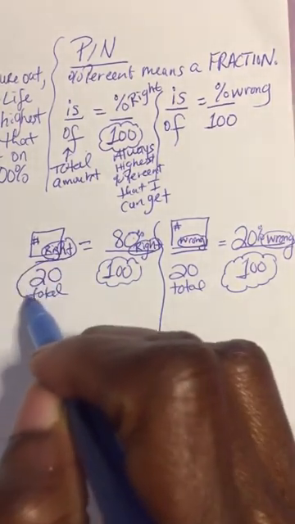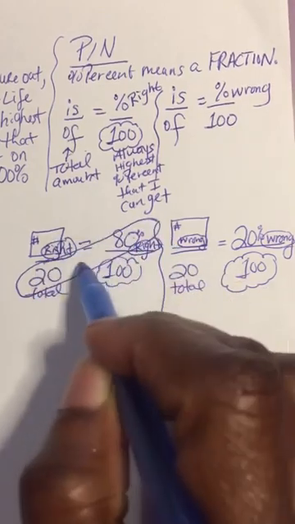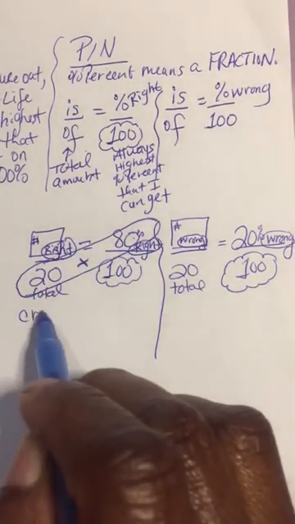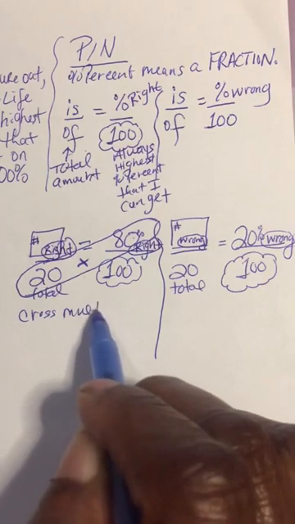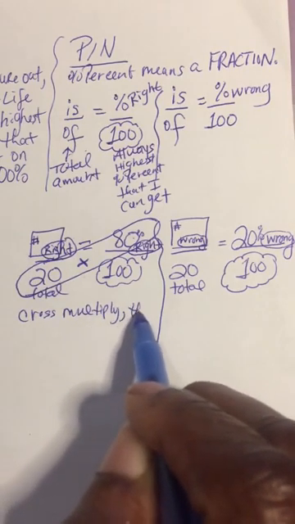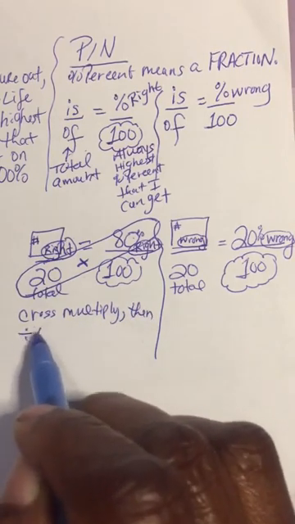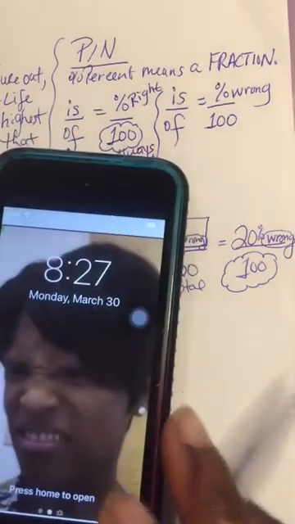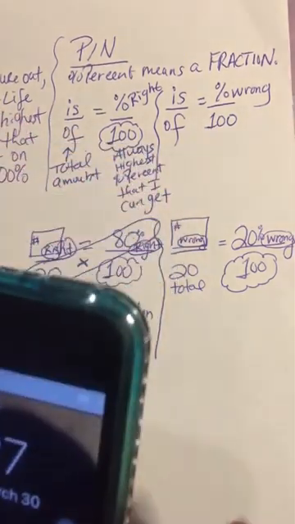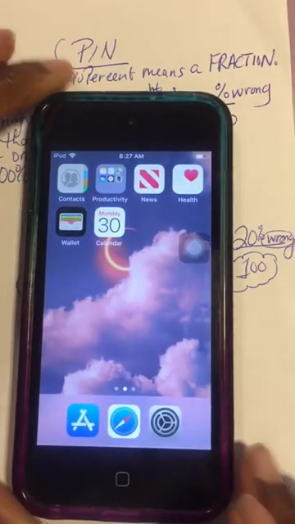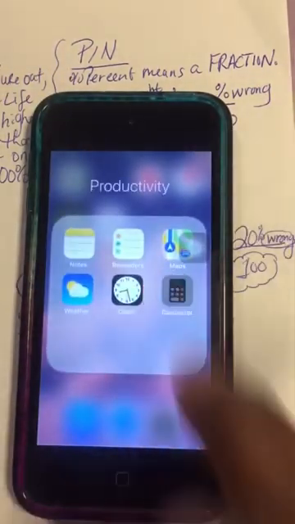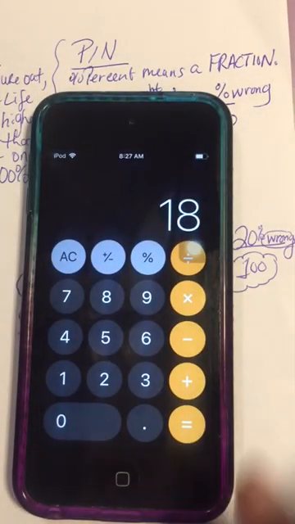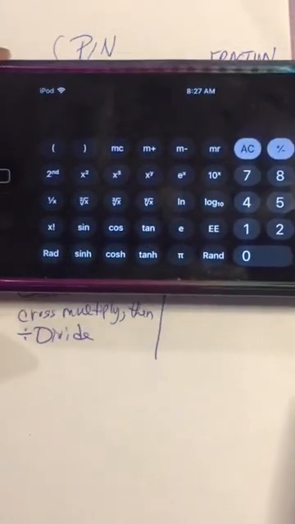All you do is cross multiply whatever two numbers that are across from each other. You're going to cross multiply, then divide. So I'm going to take my calculator. If you have a phone and you go to the calculator, you're going to get a regular calculator that pops up. But if you turn that phone to the side, you will get this calculator that pops up.